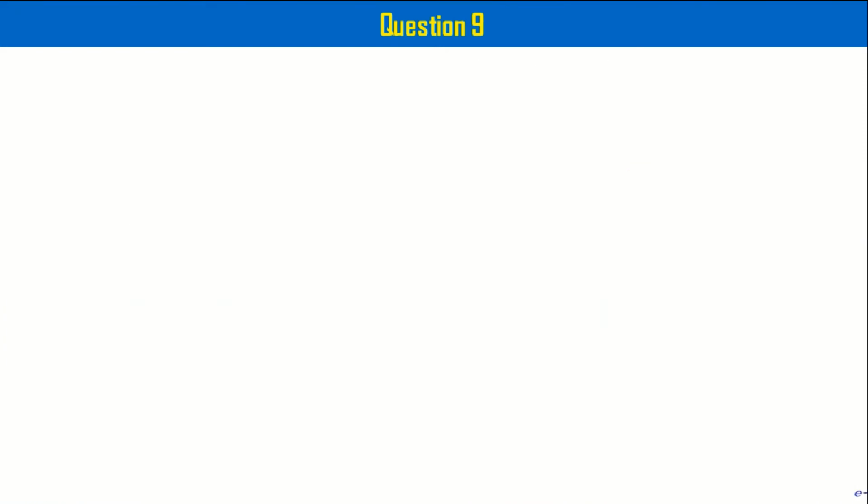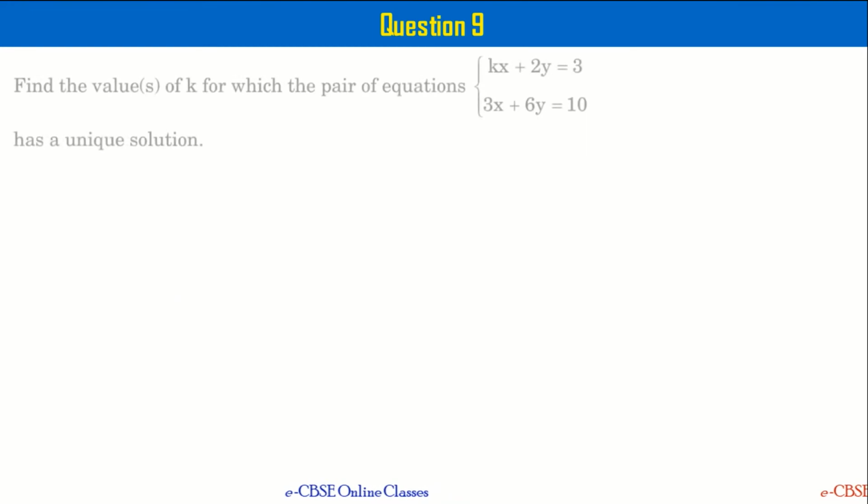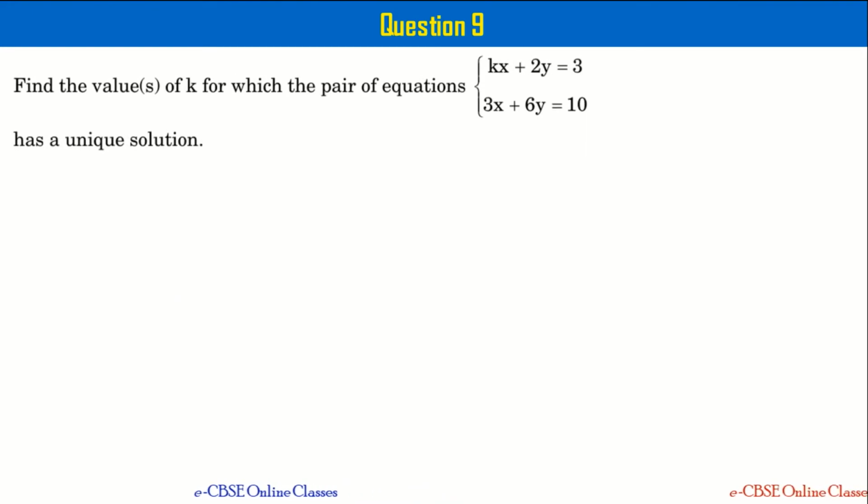Let's go to question number 9. Find the values of k for which the pair of equations kx + 2y = 3 and 3x + 6y = 10 has a unique solution.